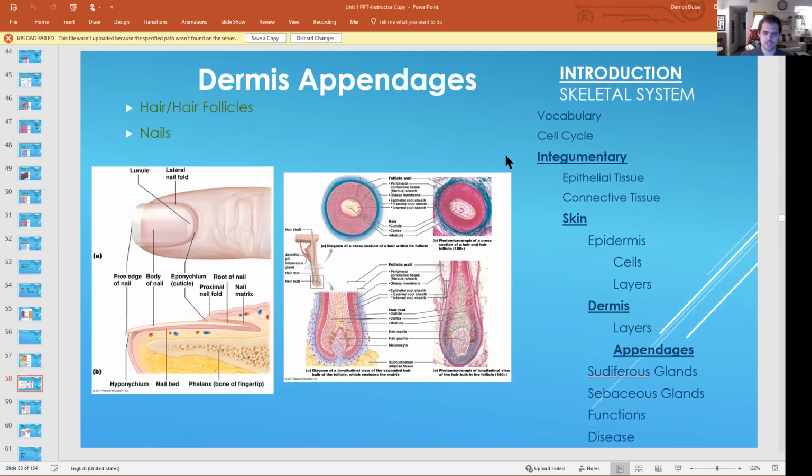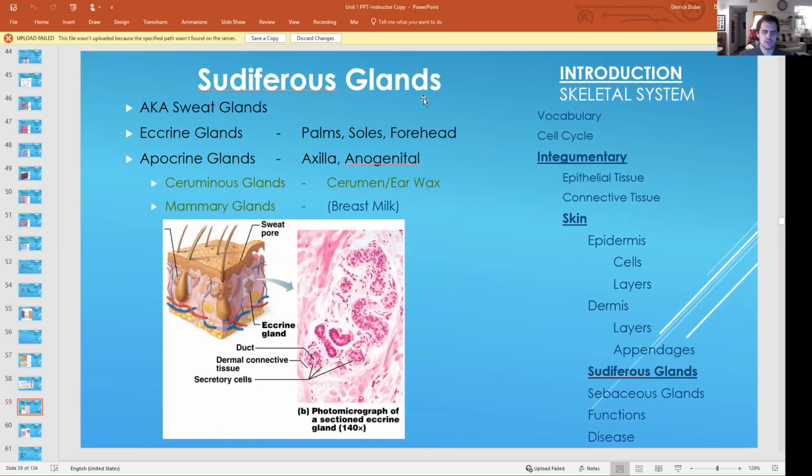Hair follicles and nails, I didn't really expect you to know anything of that. Sudoriferous glands, so our sweat glands, really just know that there are two different types. Your eccrine glands, which you're going to find on the palms, soles, and forehead, and then your apocrine glands.